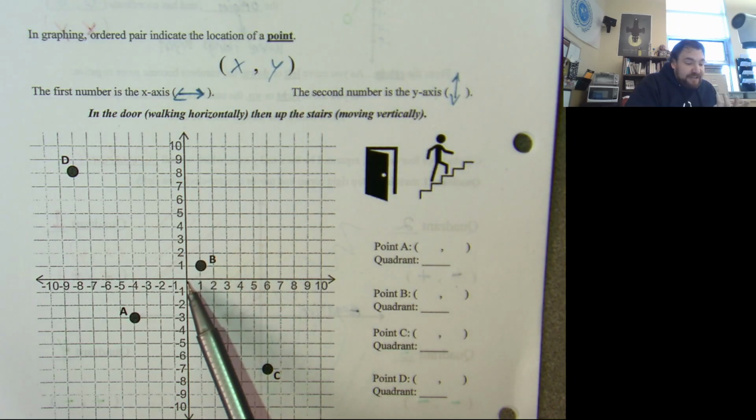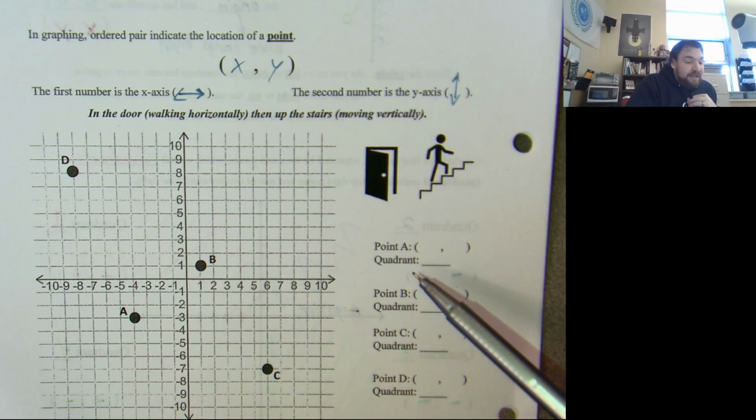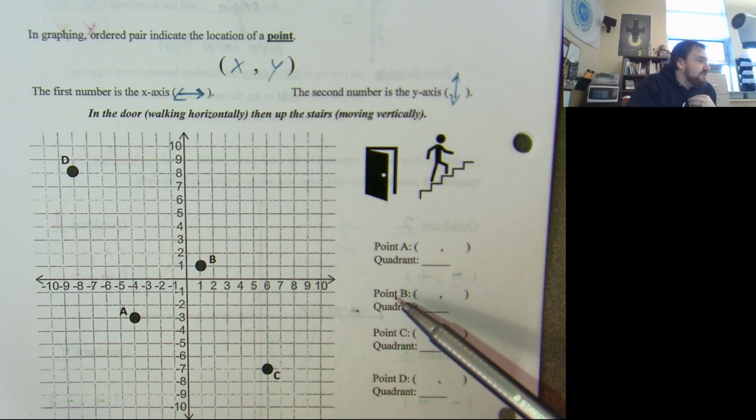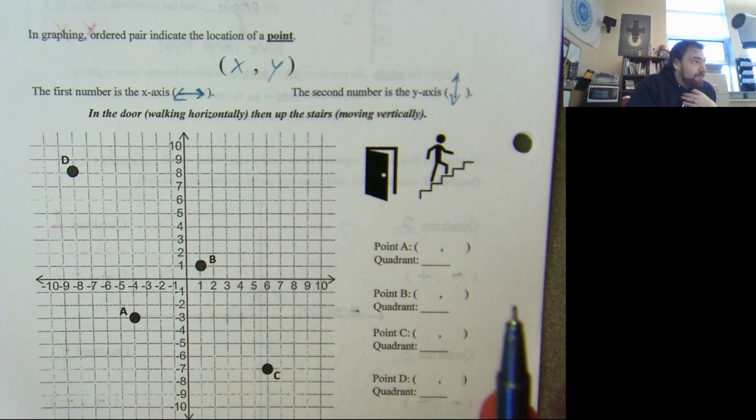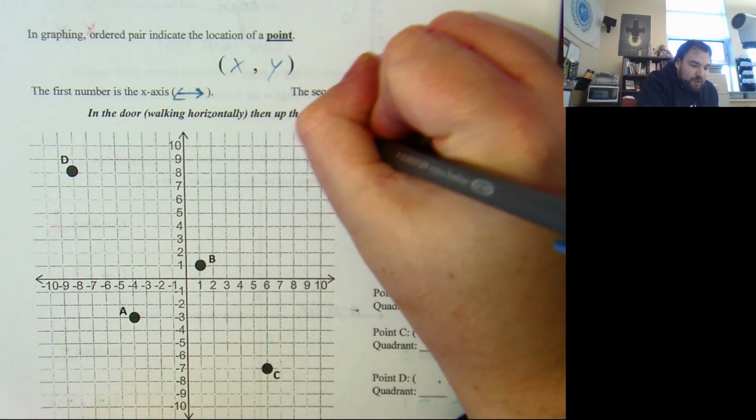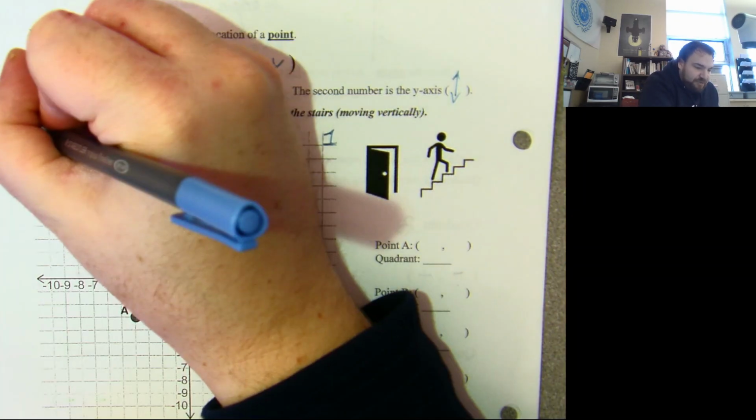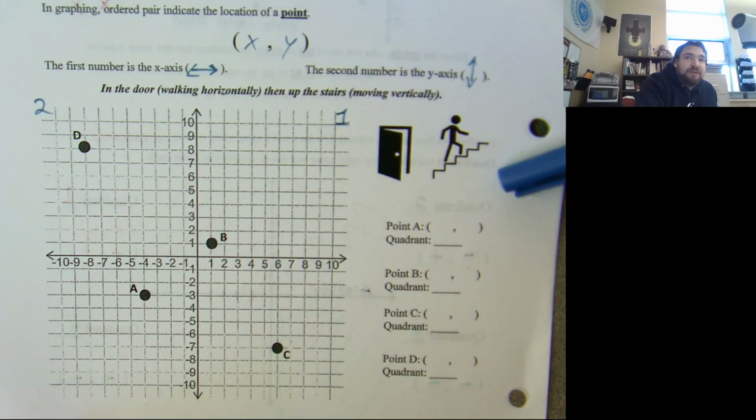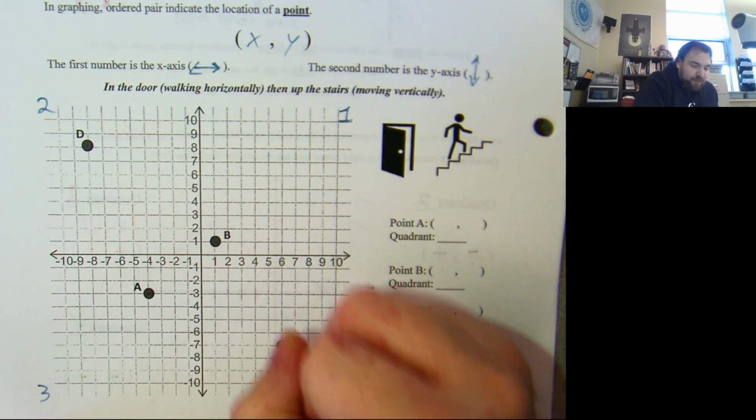So if I have a grid that looks like this, and I've got some points labeled on there, A, B, C, and D. Were you labeling quadrants? Remember, where do the quadrants start getting labeled? Quadrants are always labeled starting in the top right and moving around counterclockwise. So this is quadrant 1, this is quadrant 2, quadrant 3 is going to be down here on the bottom, and quadrant 4 is going to be bottom right.